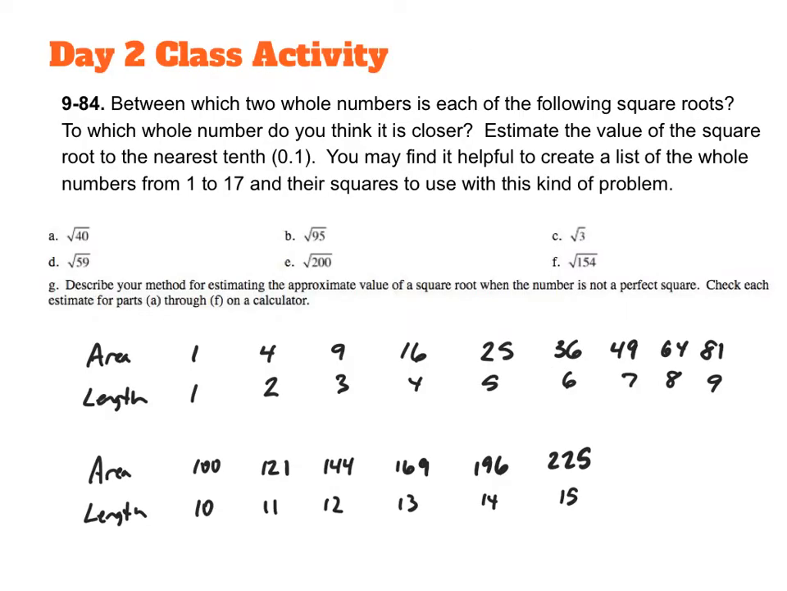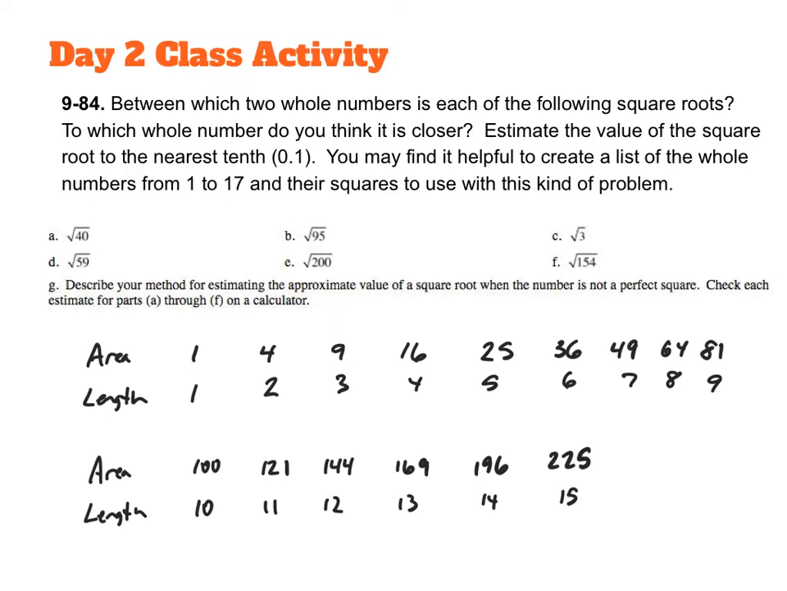Alright, we're going to be looking for between which two whole numbers is each of the following square roots. To which whole number do you think it is closer? Estimate the value of the square root to the nearest tenth, 0.1. You may find it helpful to create a list of whole numbers from 1 to 17. I made a list of mine below here, and their squares, to use with this kind of problem.